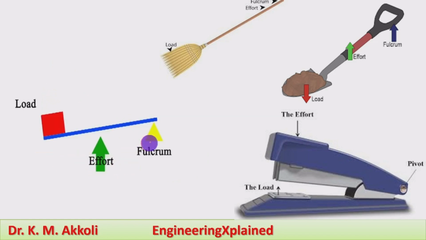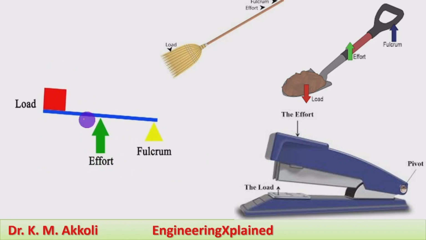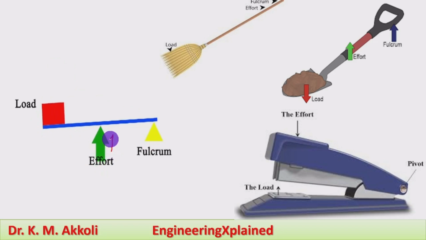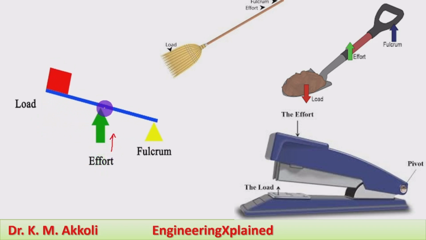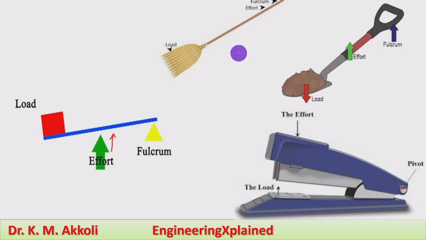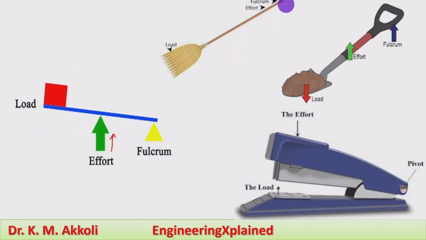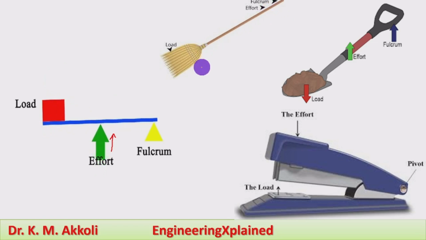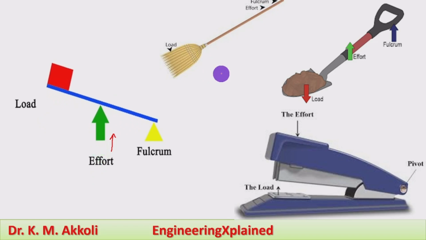lever system. Here the fulcrum is at one end, at the other end there is a load, and at the center there is the effort that is applied to lift the load. Examples: the first one is a broom, where at one end the fulcrum is there, the effort is at the center, and the load is at the other end for cleaning.